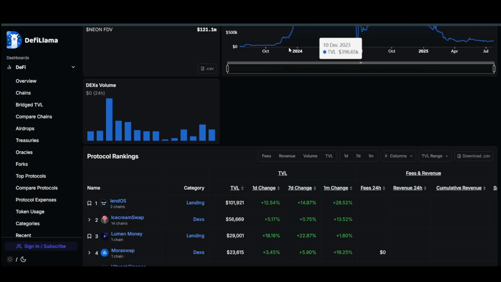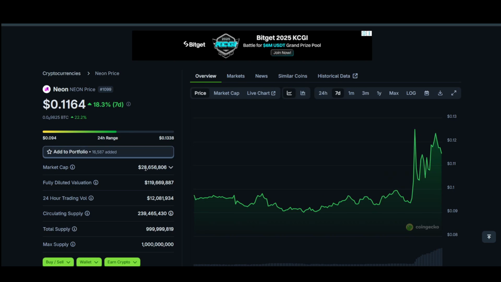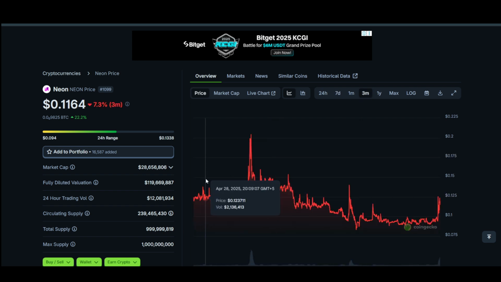Now, the TVL is also not doing that well, and if you look at the market cap of the token, it's relatively low. So of course there is a pretty good chance that if there is a small hype, the coin will perform really well, because the market cap is just too low.